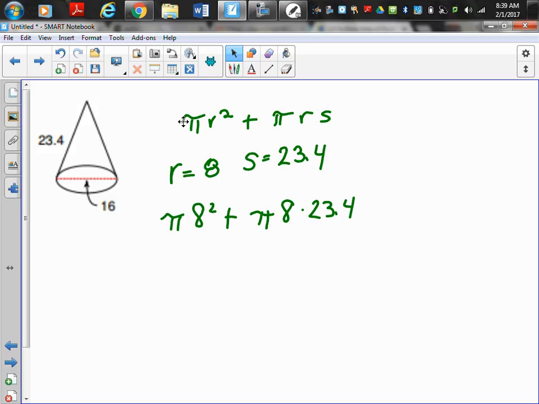So if I wanted it in terms of pi, it would be 64 pi plus what's 8 times 23.4. Do not yell out. What is 8 times 23 and 4/10? 187 and 2/10. That's what I got.